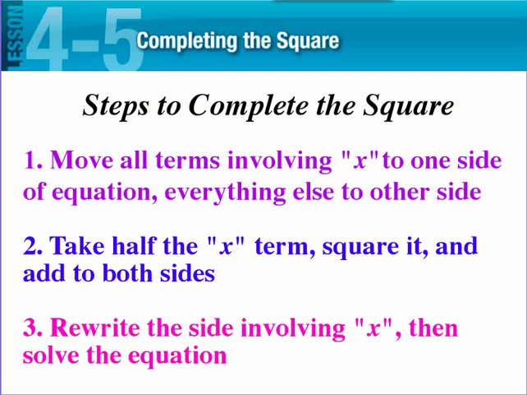Lesson 4.5 is on completing the square, and we have 3 steps that we need to complete the square. The first step is to move all terms involving x to one side of the equation, and everything else needs to be by itself on the other side.